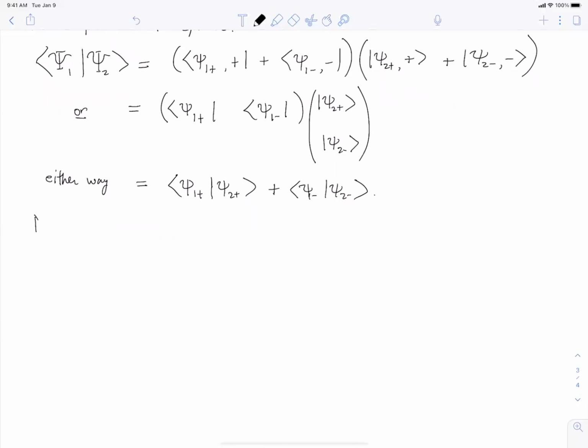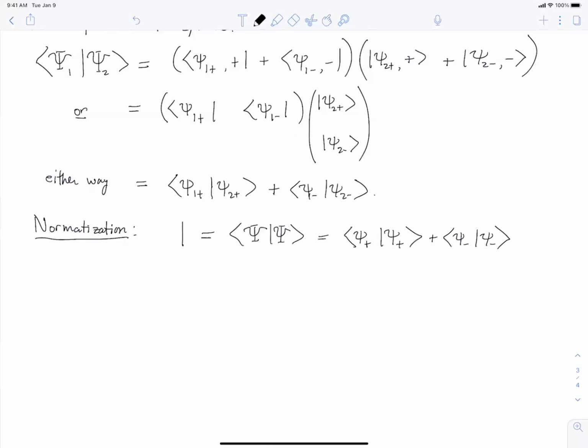As a special case, you can talk about the normalization for spinors. That's just by saying 1 should equal the inner product of a spinor with itself, which from the previous line, now I'm just leaving off the extra label because I don't need it, is psi plus with psi plus, plus psi minus with psi minus. I think in the text I wrote it as psi up arrow, psi up arrow, plus psi down arrow, psi down arrow.